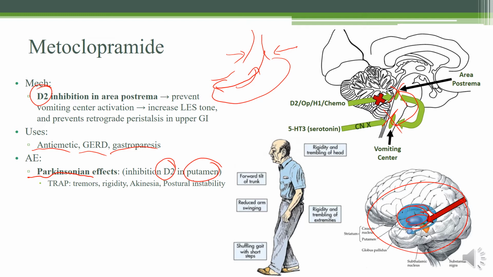Now, Parkinsonian symptoms, the way I remember it is by remembering the mnemonic TRAP. They get tremors, rigidity, akinesia or bradykinesia, which just means slow movement, and postural instability. They feel very unstable on their feet, and they have a shuffling gait. They actually have a problem moving a lot. They can't control fine motor movement, and in severe cases of Parkinsonism, they can barely move at all.